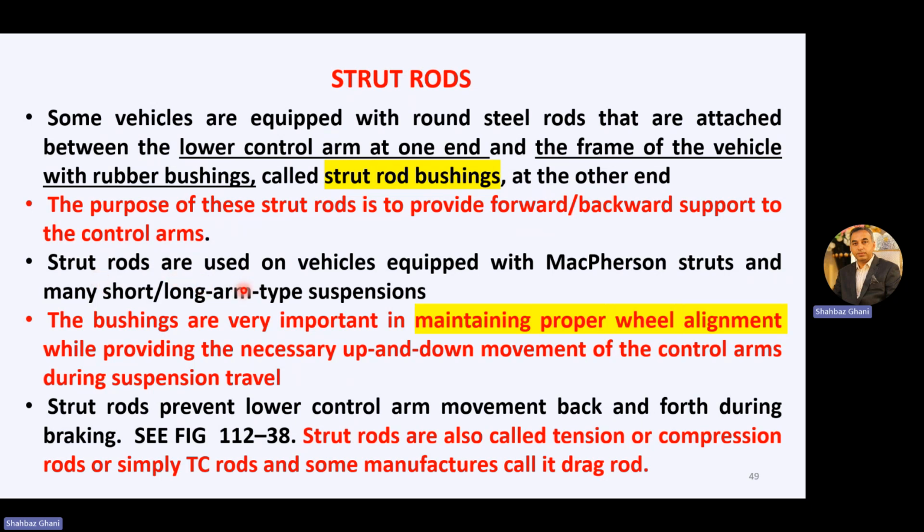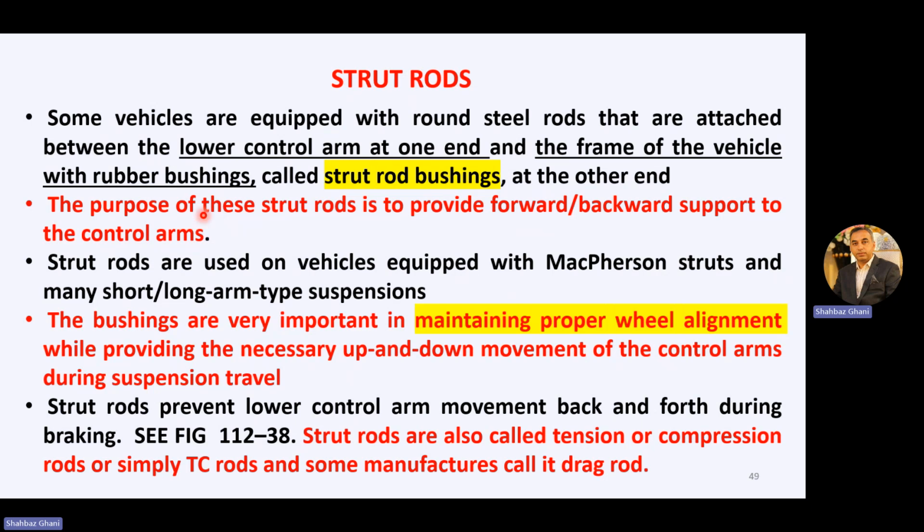Strut rods are used on vehicles equipped with McPherson strut and many short oblique long arm type suspension systems. So this strut rod is generally used in vehicles equipped with McPherson strut and many short oblique long arm type suspension. The bushings are very important in maintaining proper wheel alignment while providing the necessary up and down movement of the control arms during suspension travel.